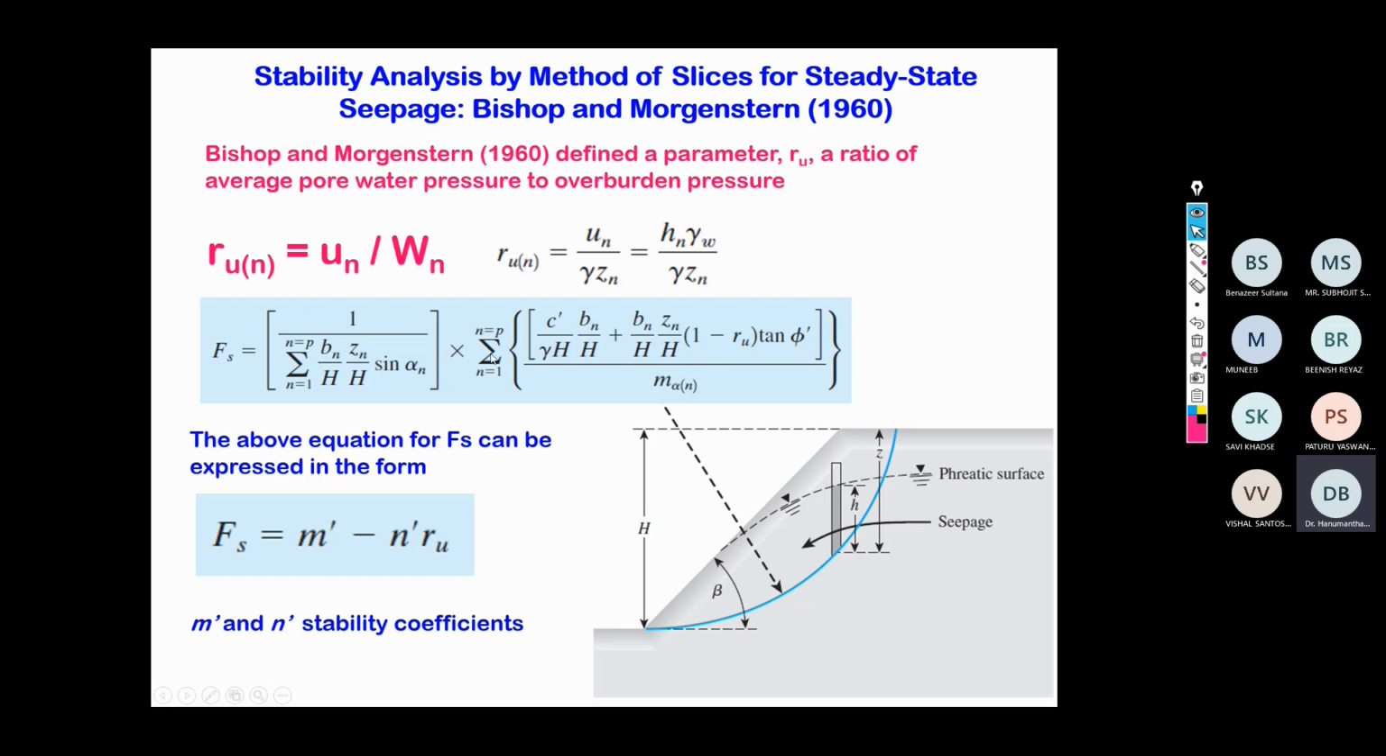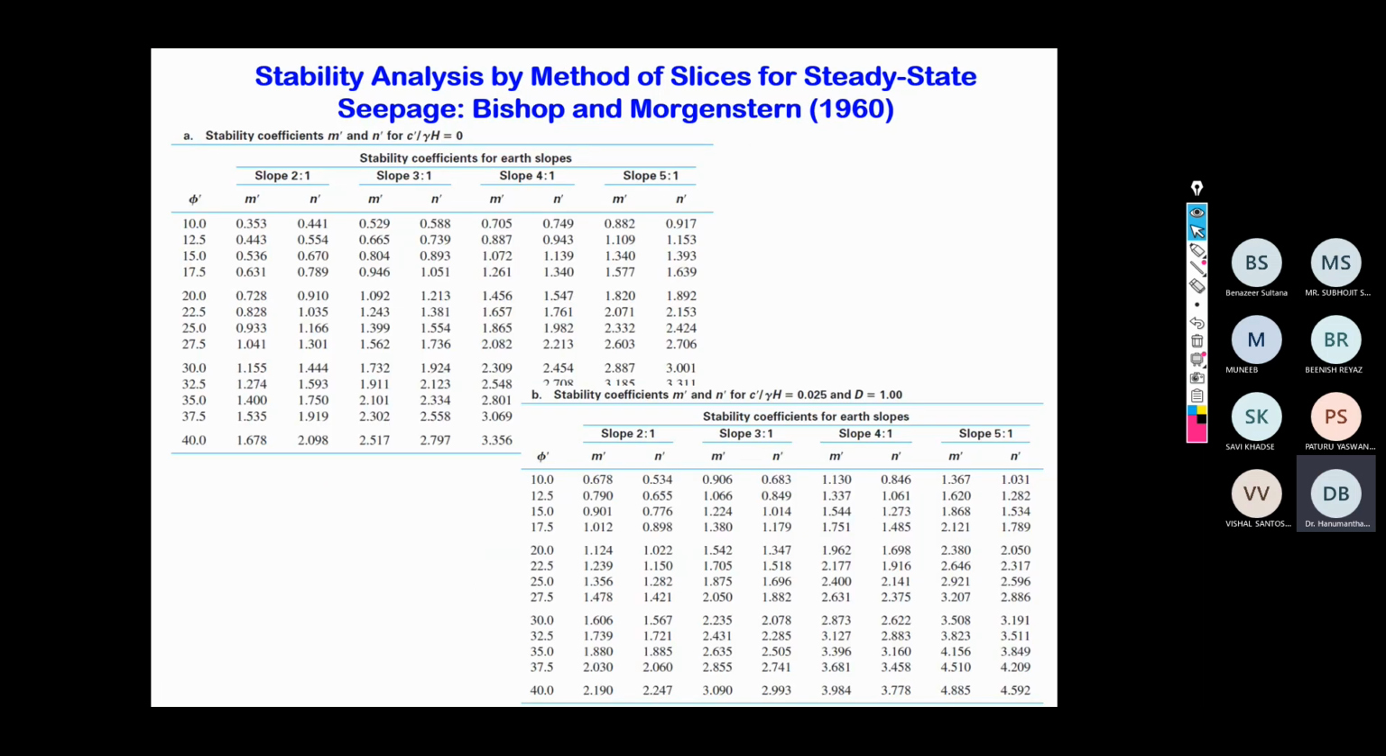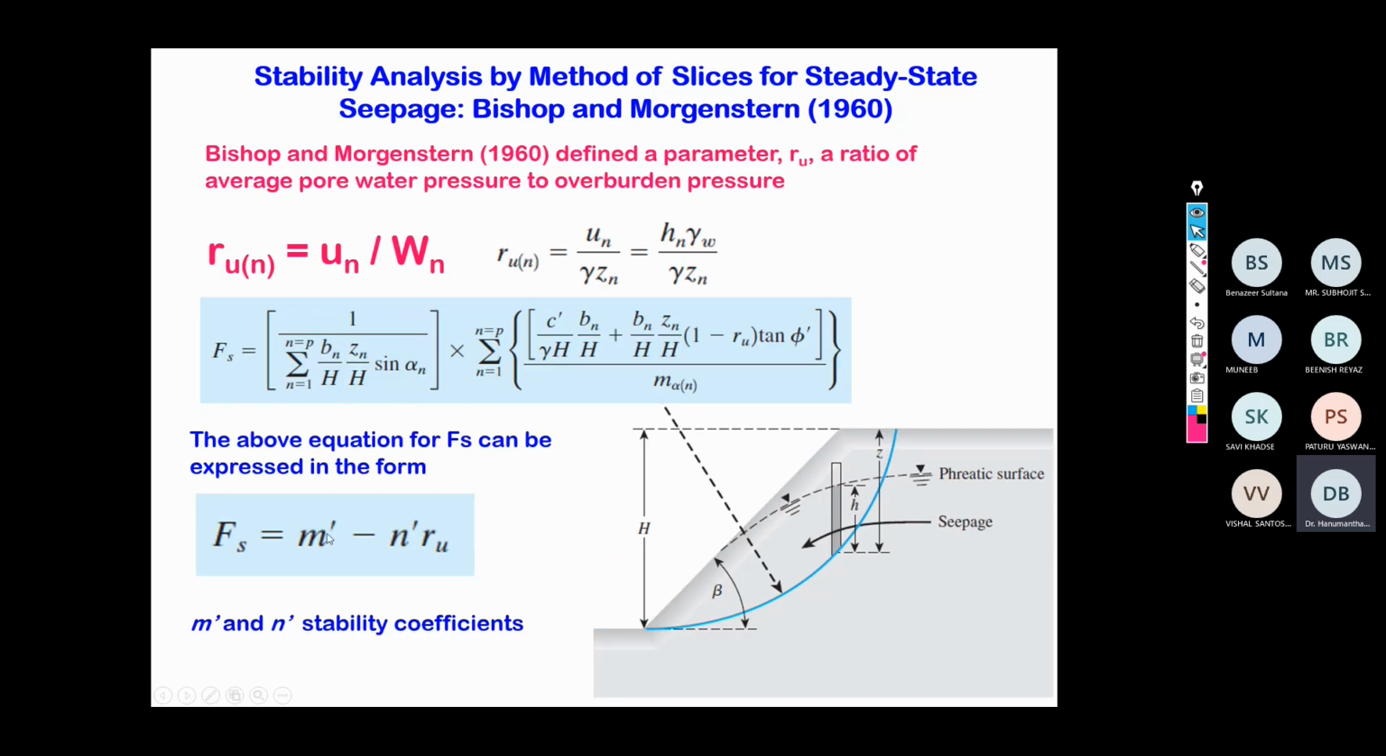So if you compare this equation with this equation, it is obvious that m dash is a simplification of some terminology, and n dash is a simplification of the other terminology. Now that is a little advantageous, because if I know everything in terms of m dash and n dash, I can propose some kind of predefined curves. That's exactly what has been done. Here they made life quite easy: in order to determine the factor of safety, they converted everything into m dash and n dash and assumed some value of the ru.